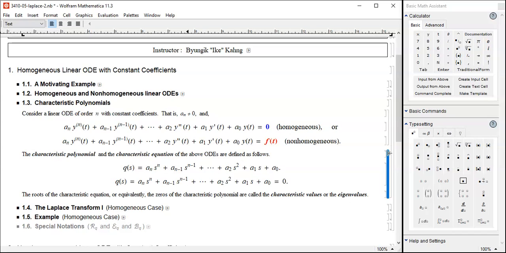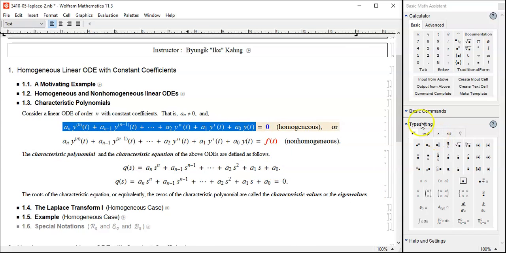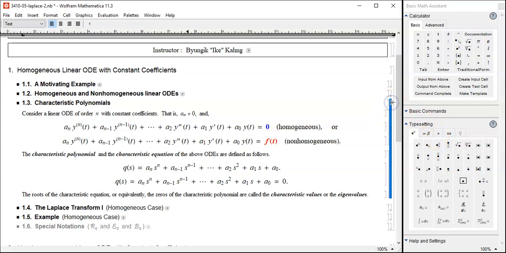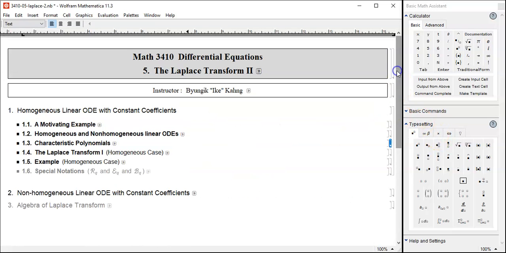So I'll try not to use these terms, characteristic values or eigenvalues. But as for characteristic polynomials or characteristic equations, those are necessary, and you should know those. How do you get the characteristic polynomial? From the coefficients of the ODE. Okay, so much for the terminologies, and let's begin.